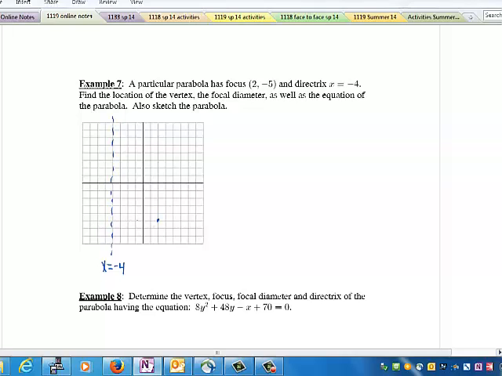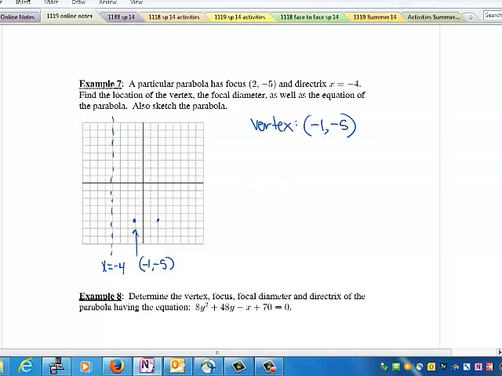So if we move horizontally and count the distance, 1, 2, 3, 4, 5, 6. So half of that would be 3. So the vertex, we can see, has to be at negative 1, negative 5. So the vertex location, halfway between the focus and the directrix, is (-1, -5).